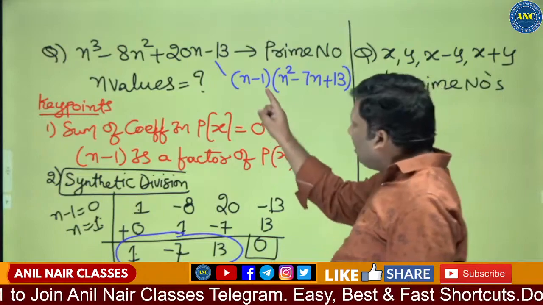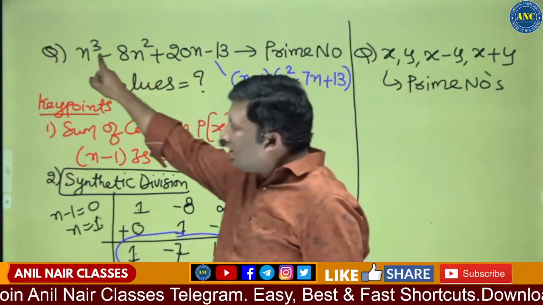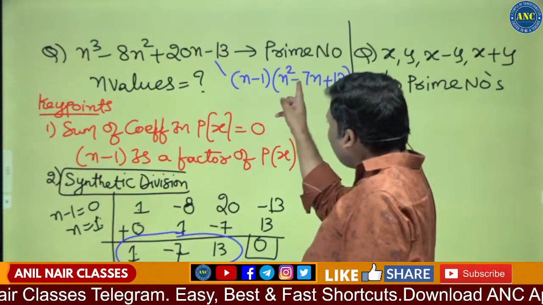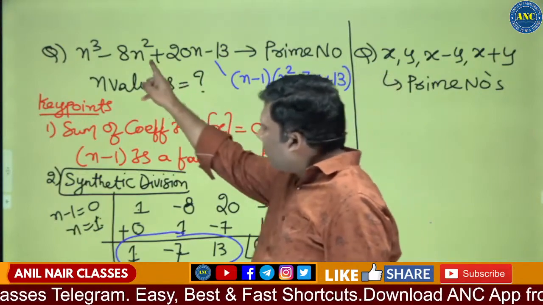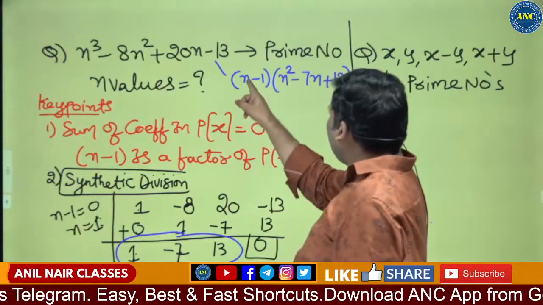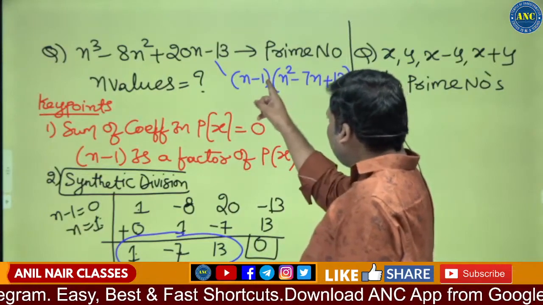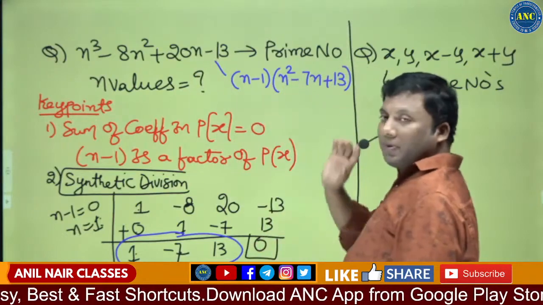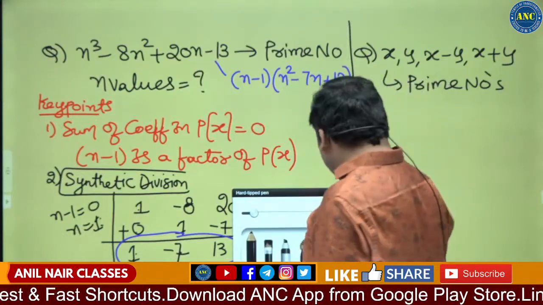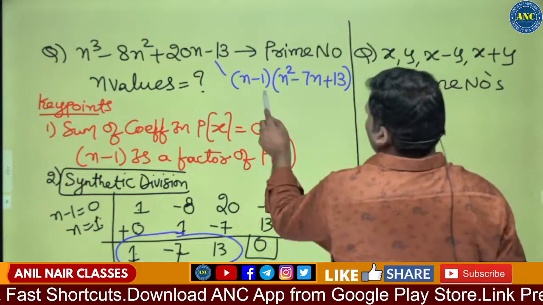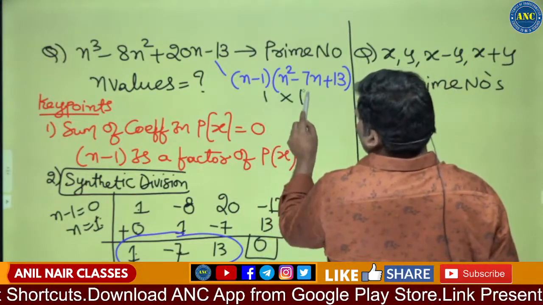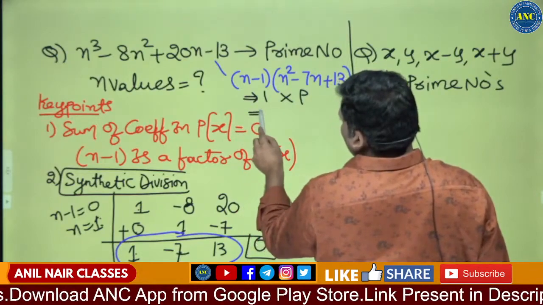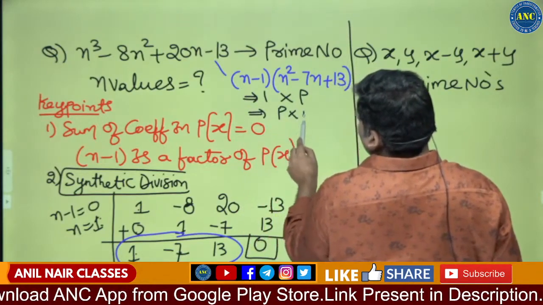If you observe, n into n square is n cube. n into n square minus 7n square minus n square minus 8n square. n into 13n plus 17, 20n minus 1 into plus 13 minus 13. Now you know how to solve. How to solve? A prime number can be written as 1 into p or p into 1.